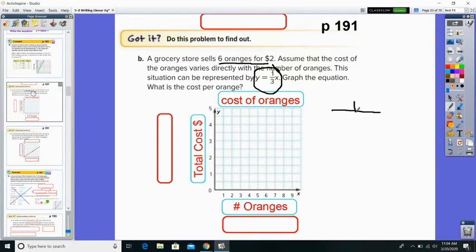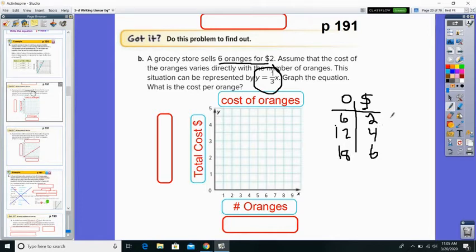If I set up a table and I have oranges and dollars, and it is 6 oranges for $2. And the pattern is continuing. At $4, I would have 12 oranges. At $6, I would have 18 oranges.